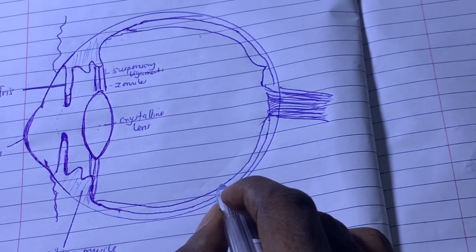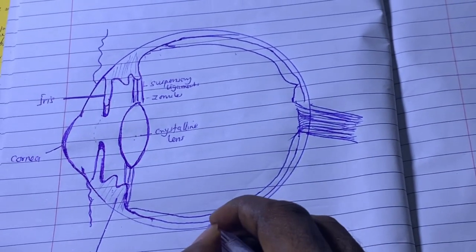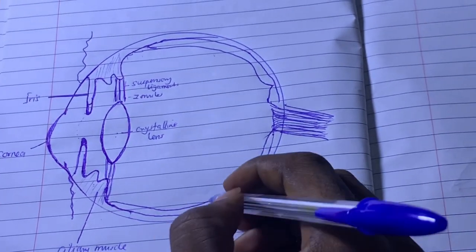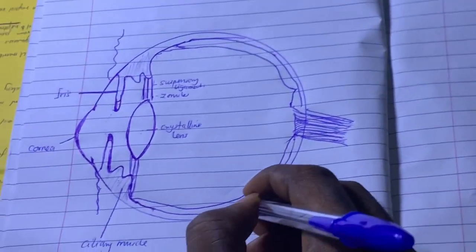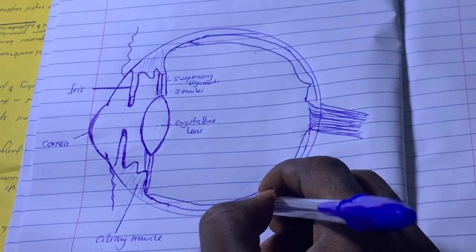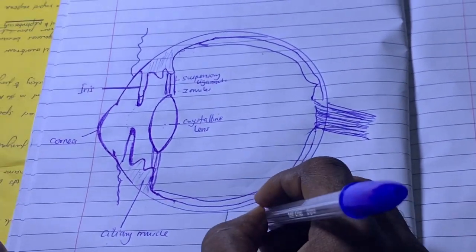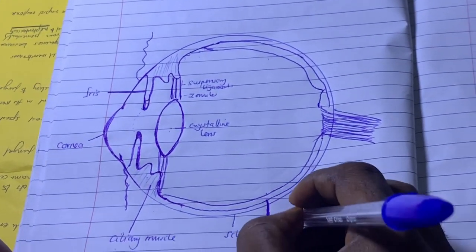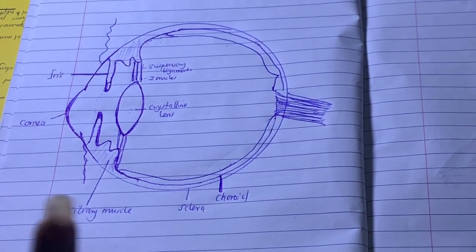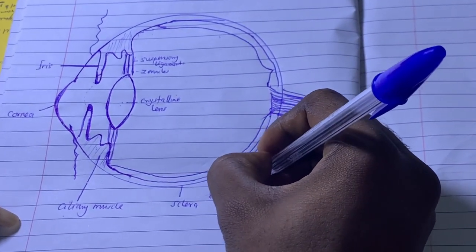I want to say there are three layers. The outermost layer is the white ball. This is called the sclera. The second layer, between this one and this one, is the middle one, made up of blood vessels, and it is the choroid. The internal layer is the neurosensory layer, the retina. That is called the retina.